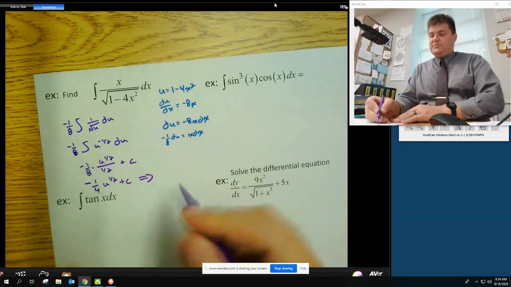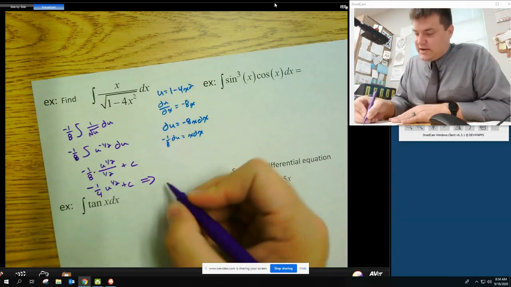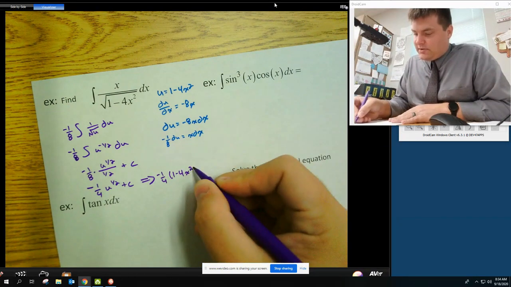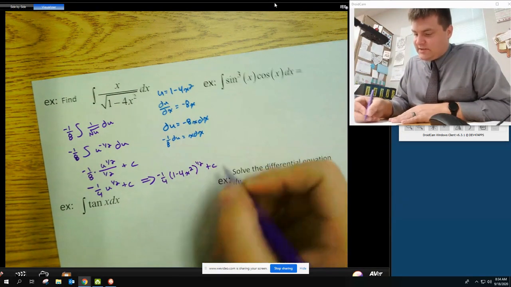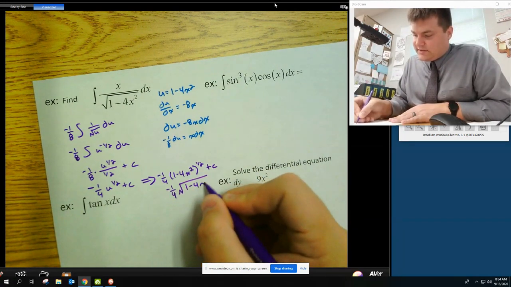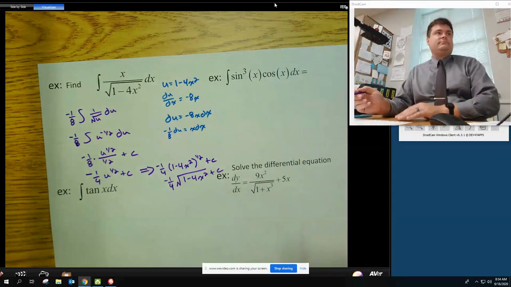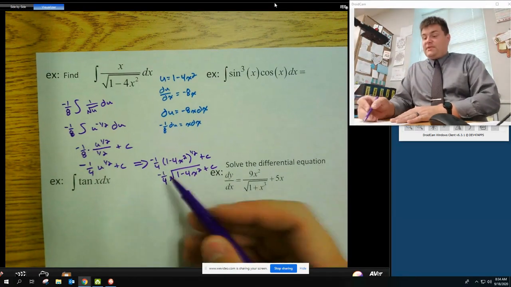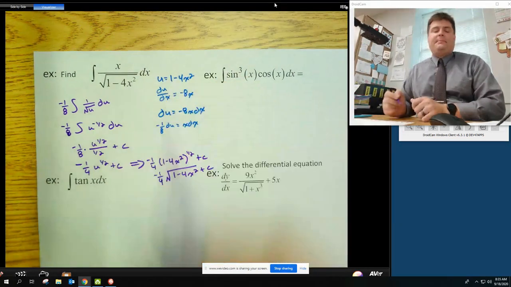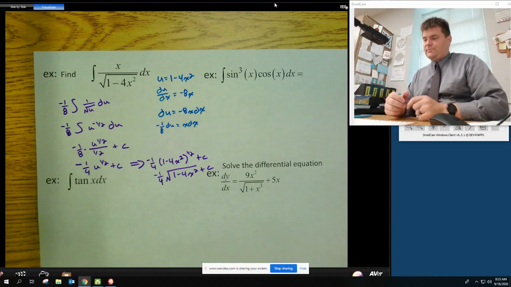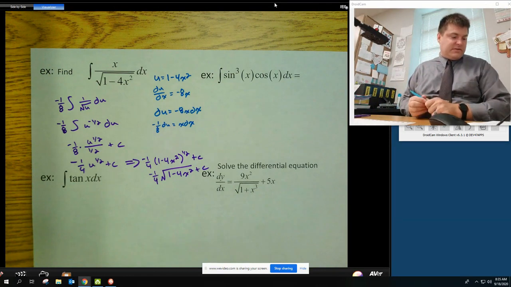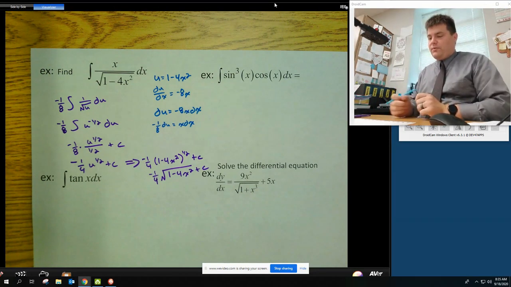And when I substitute back in my original, I'm going to get negative 1/4 times (1 minus 4x squared) to the 1/2 plus c, which if I rewrite this with a square root in it, it looks like this. Okay? And remember, if you were to take the derivative of this, you would have to use chain rule, but you would end up with this as your answer. Okay? So the next example. It's going to get a little bit tougher to figure out what is what.